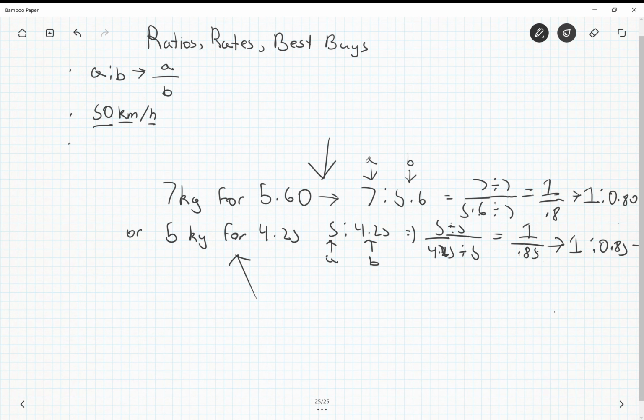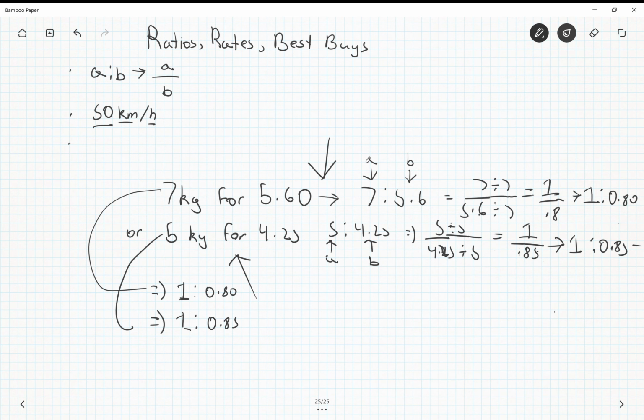So now we can compare the two. So for this price, it would equal 1 for $0.80. Now for this price, it would equal 1 for $0.85. So the way we figure out the best buy is by finding which one is cheaper, and we know that 80 cents is cheaper than 85, and therefore the top number is the answer. So therefore 7 kgs for $5.60 is the answer, since this simplifies into this, and this is the cheaper option.